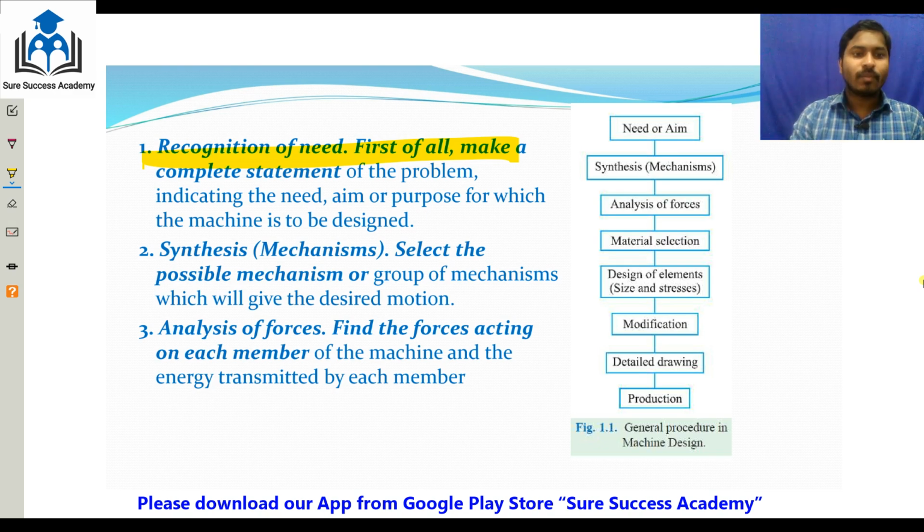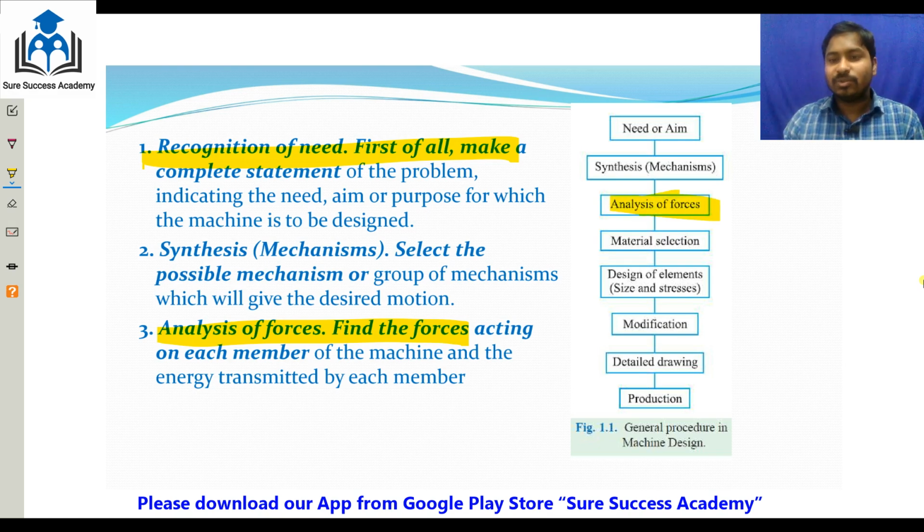After that, mechanism: select the possible mechanism or group of mechanisms which will give the desired motions. Based on the need, you have to see which type of mechanism you can use, which will give the desired results for that need. Then after that, analyze the forces. You have to find the force acting on each member of the machine and the energy transmitted by each member. You have to calculate the forces acting on each element of the mechanism. In this way, you have to go.